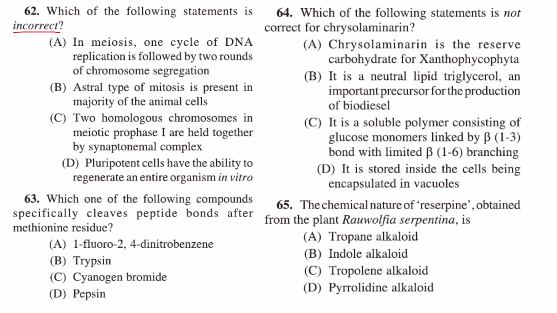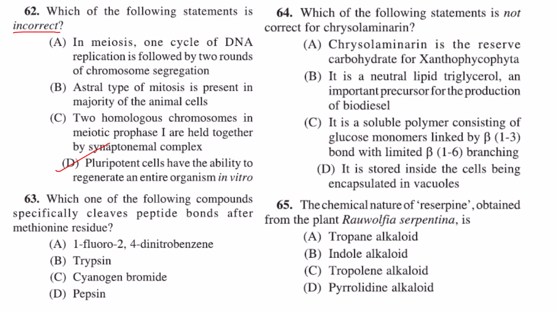Pluripotent cells have the ability to regenerate an entire organism in vitro. No. Pluripotent cells have the ability to differentiate into many different cells, not the ability to regenerate an entire organism in vitro. That is the characteristic feature of the totipotent cells, not pluripotent cells. So answer here is option D.